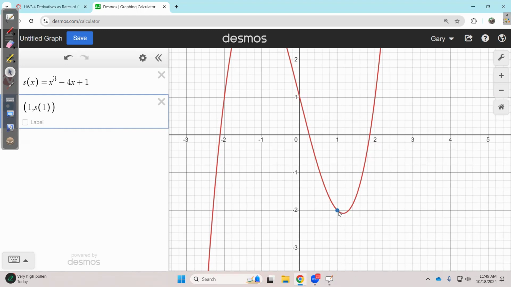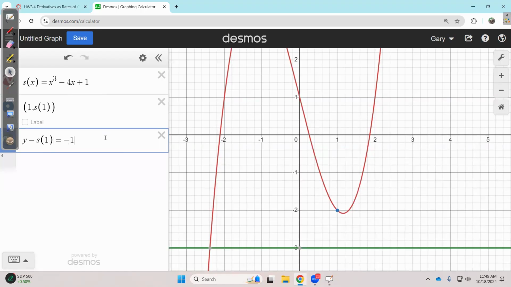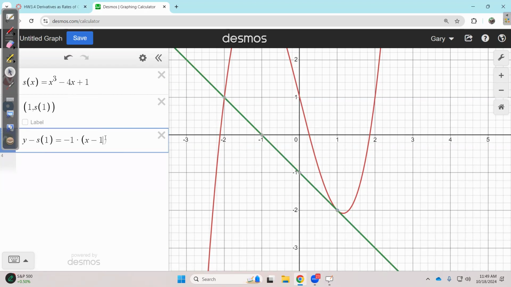Think about the tangent line at that point. I'm going to graph it just for fun. It would be y minus s of 1 equals, what did we find the velocity to be there? Negative 1? Negative 1 times x minus 1. There's my tangent line. Negative slope, right? Now, in this view, we have to think positive is up and negative is down. The particle's moving down. Okay. But acceleration wants it to go up. The acceleration is resisting the velocity.